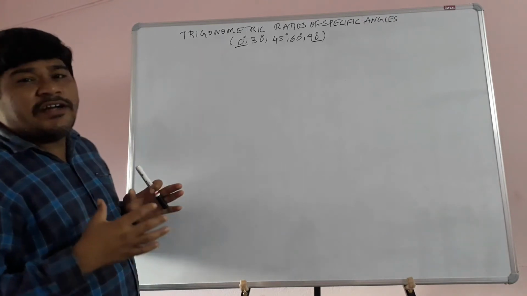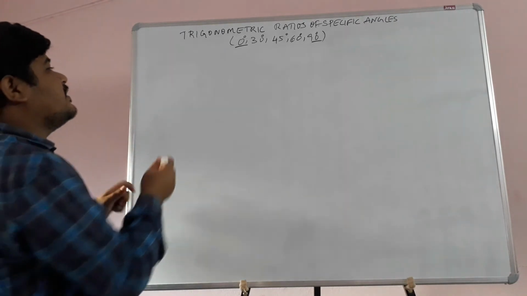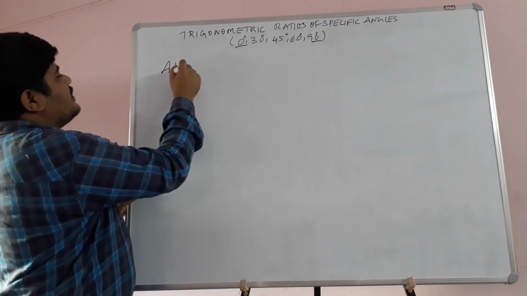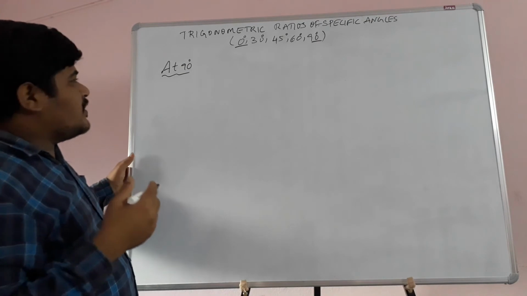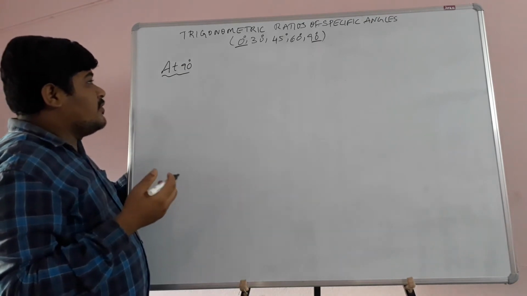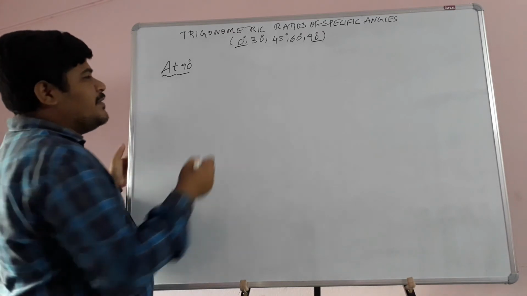Let's see the trigonometric ratios of 90 degrees. Now we are going to find the values of different trigonometric ratios at 90 degrees. Okay, so students, for proving the values of the trigonometric ratios at 90 degrees, we have to take triangle ABC first.